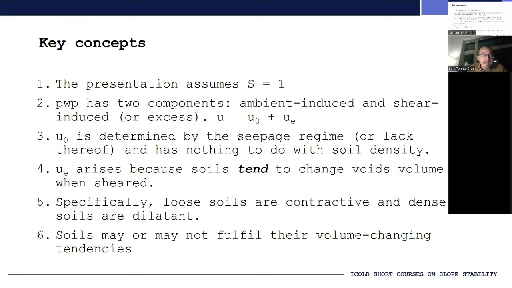Now, notice that in point 4 above, I have said that soils have a tendency to change the volume. They will not necessarily change their volume, and that's what I am addressing in point 6. That is, soils may or may not fulfill their volume changing tendencies.